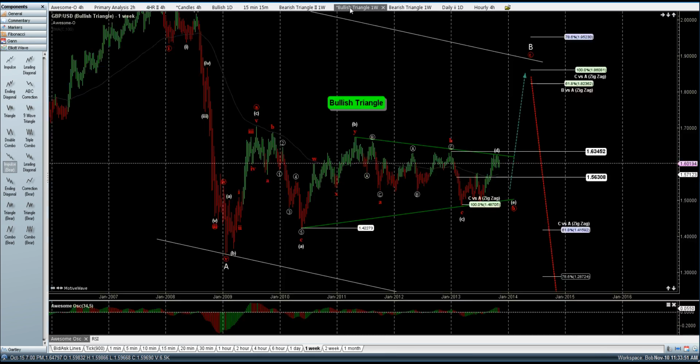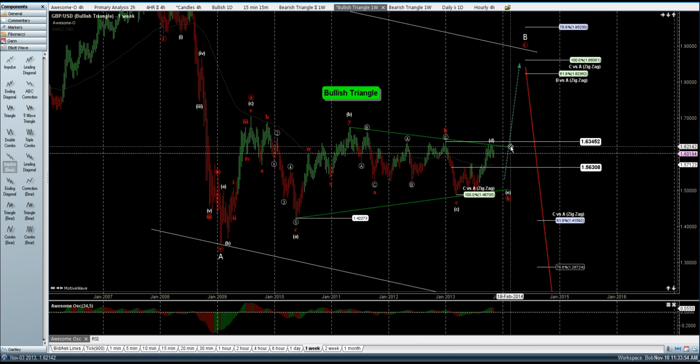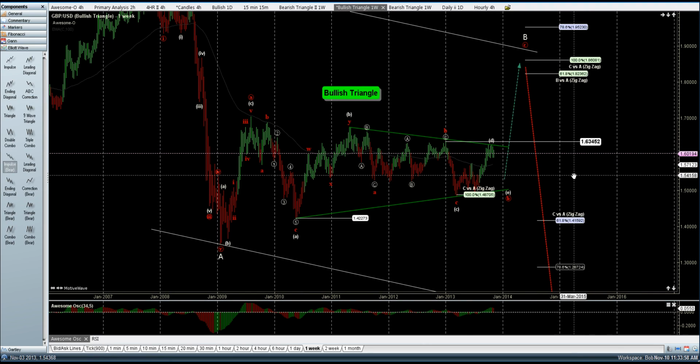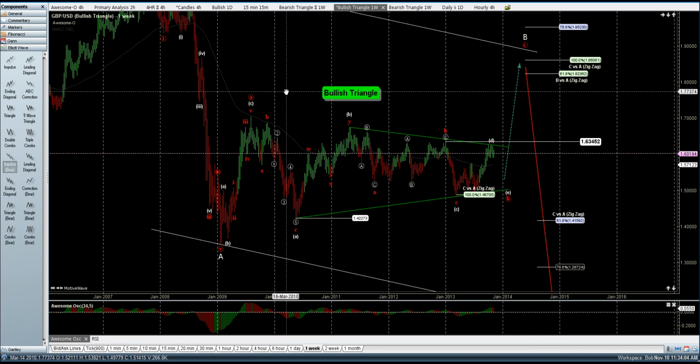Like I said, careful of this bullish triangle here, but even if it does play out, should be a move down to 54-ish, 55 at least for the E leg before moving higher.